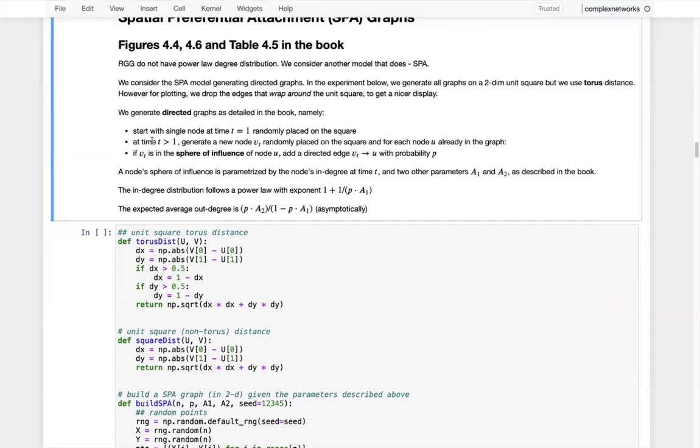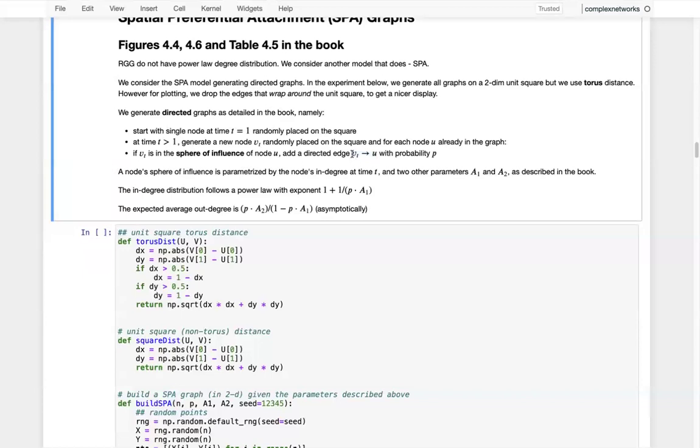We're just going to quickly browse through it, saying that this is going to generate a directed graph. So you start with a single node at time t equals 1. And then at every other step, you're going to generate a new node, which you're going to randomly place on the square. For each of the nodes that are already in the graph, we're going to connect with a directed edge.